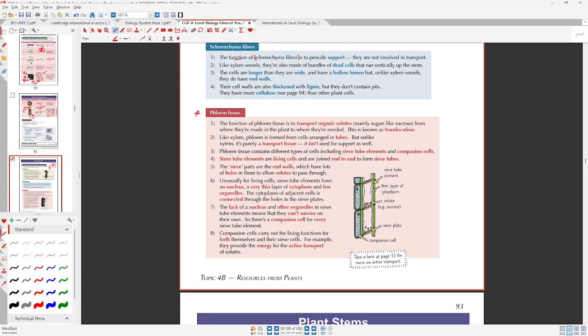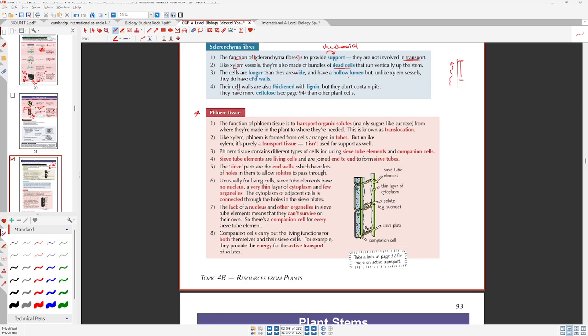support, rather than the properties, is to serve as support, like mechanical support. Okay, sclerenchyma. They're not really involved in transport. So similar to xylem, they're made out of dead cells, which run vertically up. And these cells are long, not wide, they have a hollow lumen, but unlike xylem, they have end walls. Because again, they're not transporting anything, so they're probably going to have end walls.